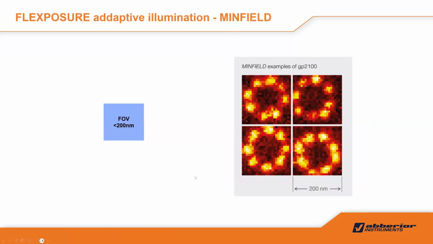Another module in the FLEX exposure is called MINFIELD. So the minimal field, minimal region of interest. As you can see here, the field of view is less than 200 nanometer. What does that mean?